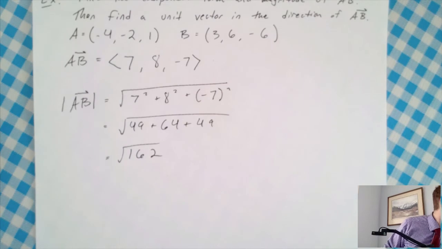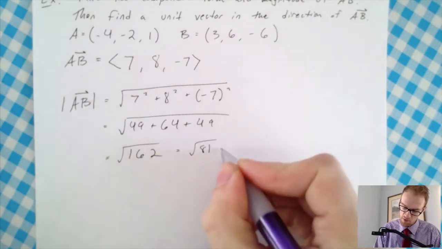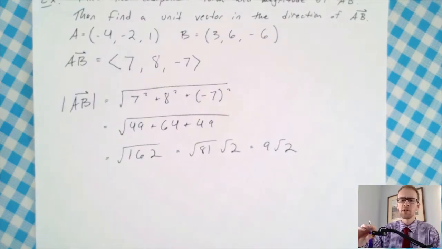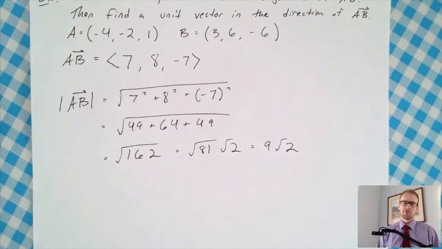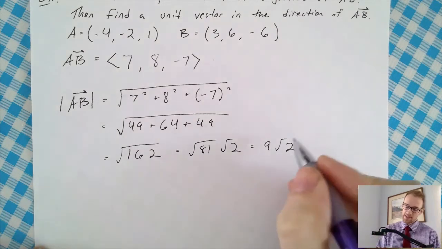And can we simplify that? That's a good question. 162 turns out to be divisible by 81, which is a perfect square. So I could turn that into root 81 root 2, and so I get 9 root 2. This thing keeps getting out of focus. I'm sorry, guys. So there's the magnitude of our vector AB. That's the length of a vector in 3 dimensions. In the last video you saw what that vector looked like. This is the length of that vector.